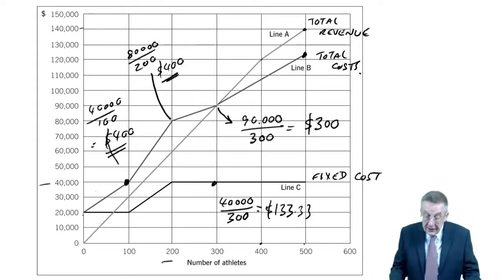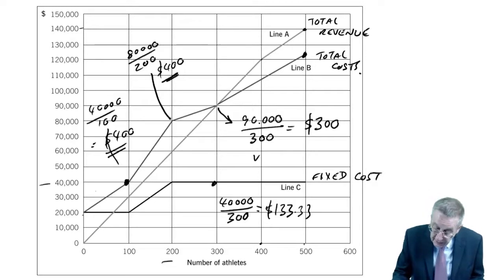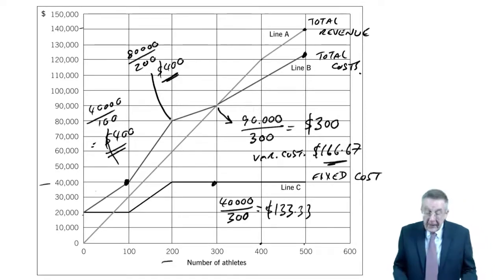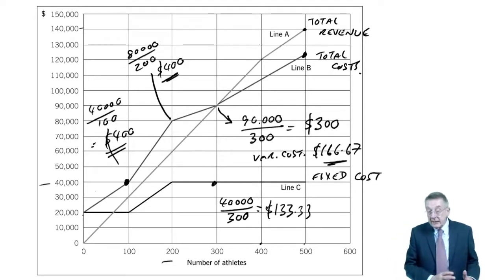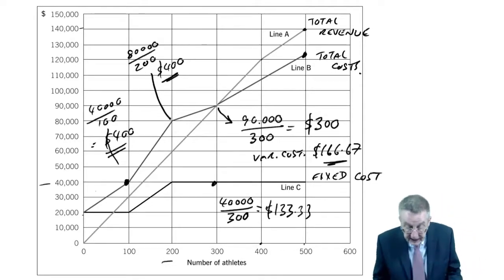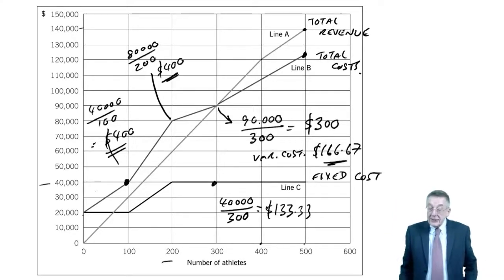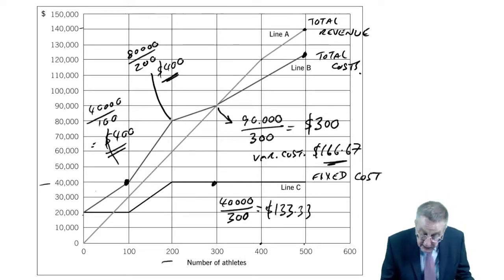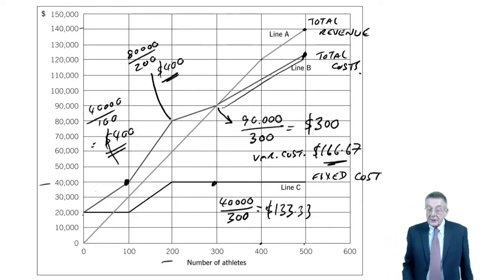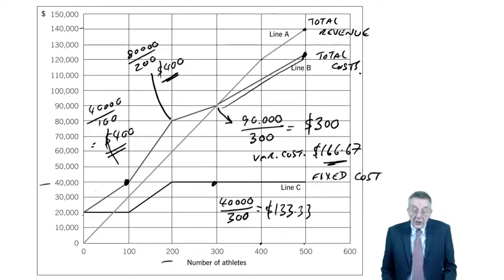It comes with the scale of things. If it's 300 in total, the variable cost must be 300 minus 133, which is 166.67. So the variable cost was 200 an athlete. Once we get to 300 athletes, the variable cost falls to 166.67. And the angle of the line then remains constant, and so there are no further changes. So I hope that makes sense.